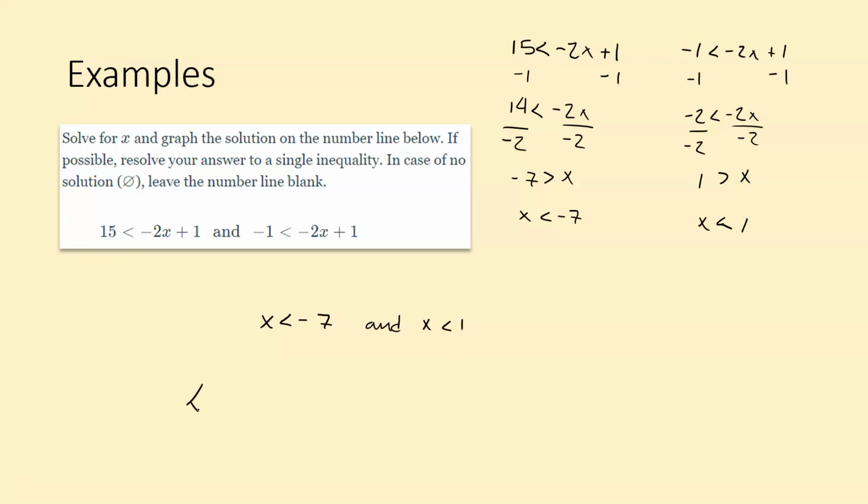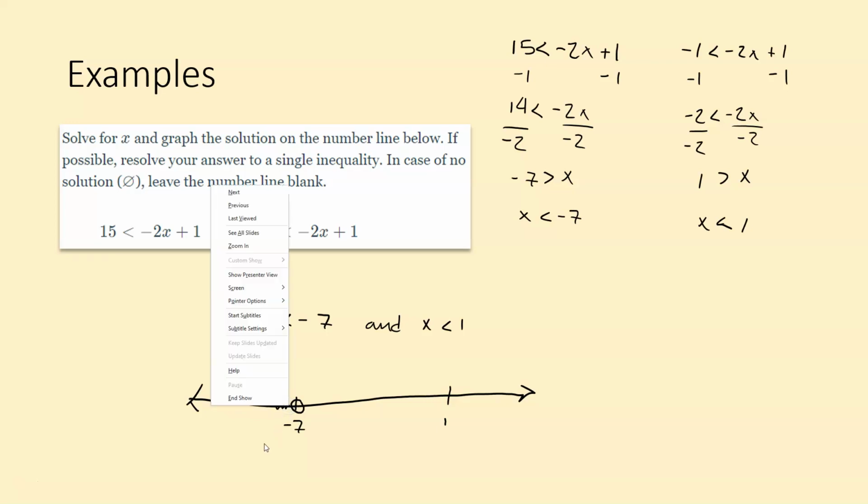If I want to put this on a number line, I have 1, and -7 would be below that. So I want an open circle here at -7, and I want to shade everything less than that.